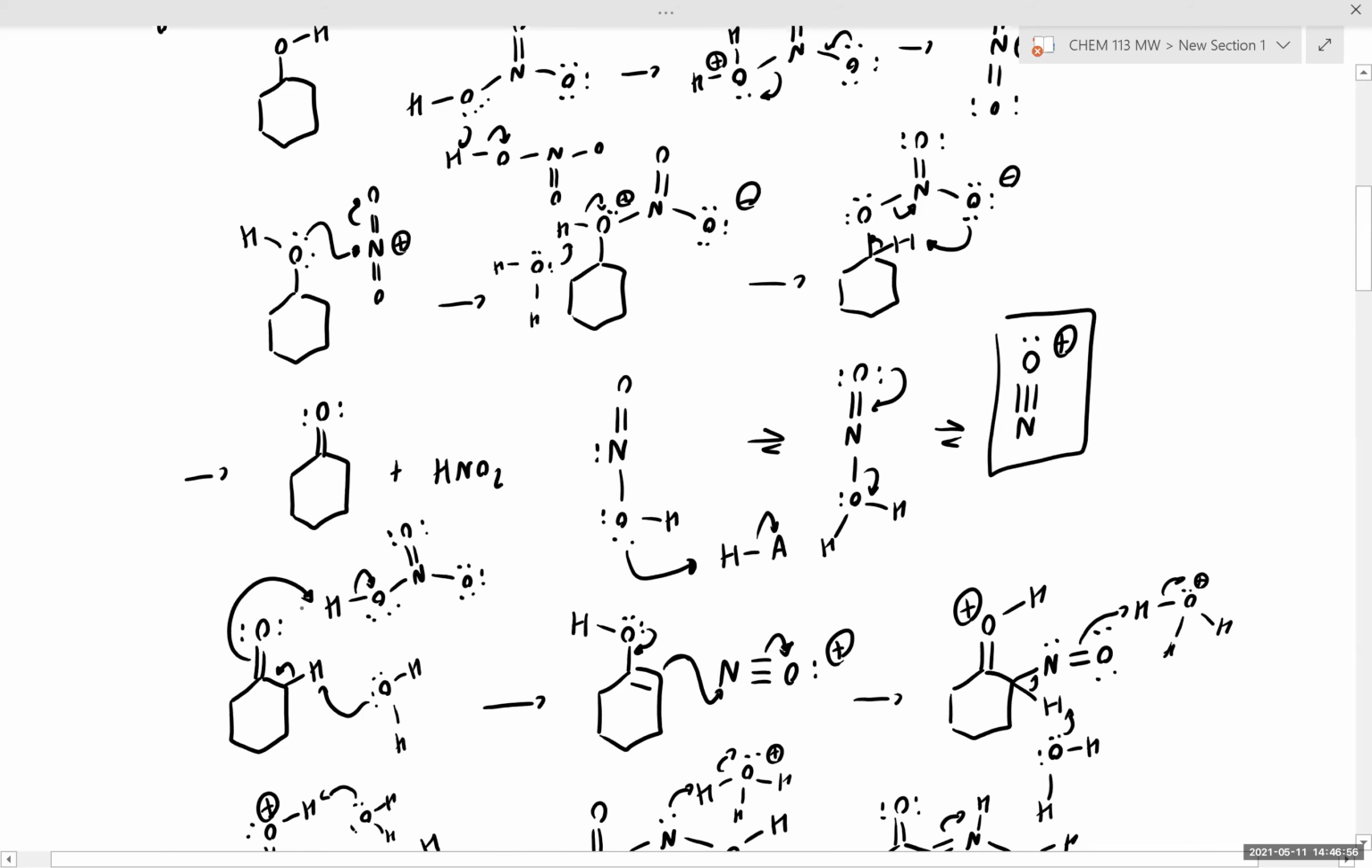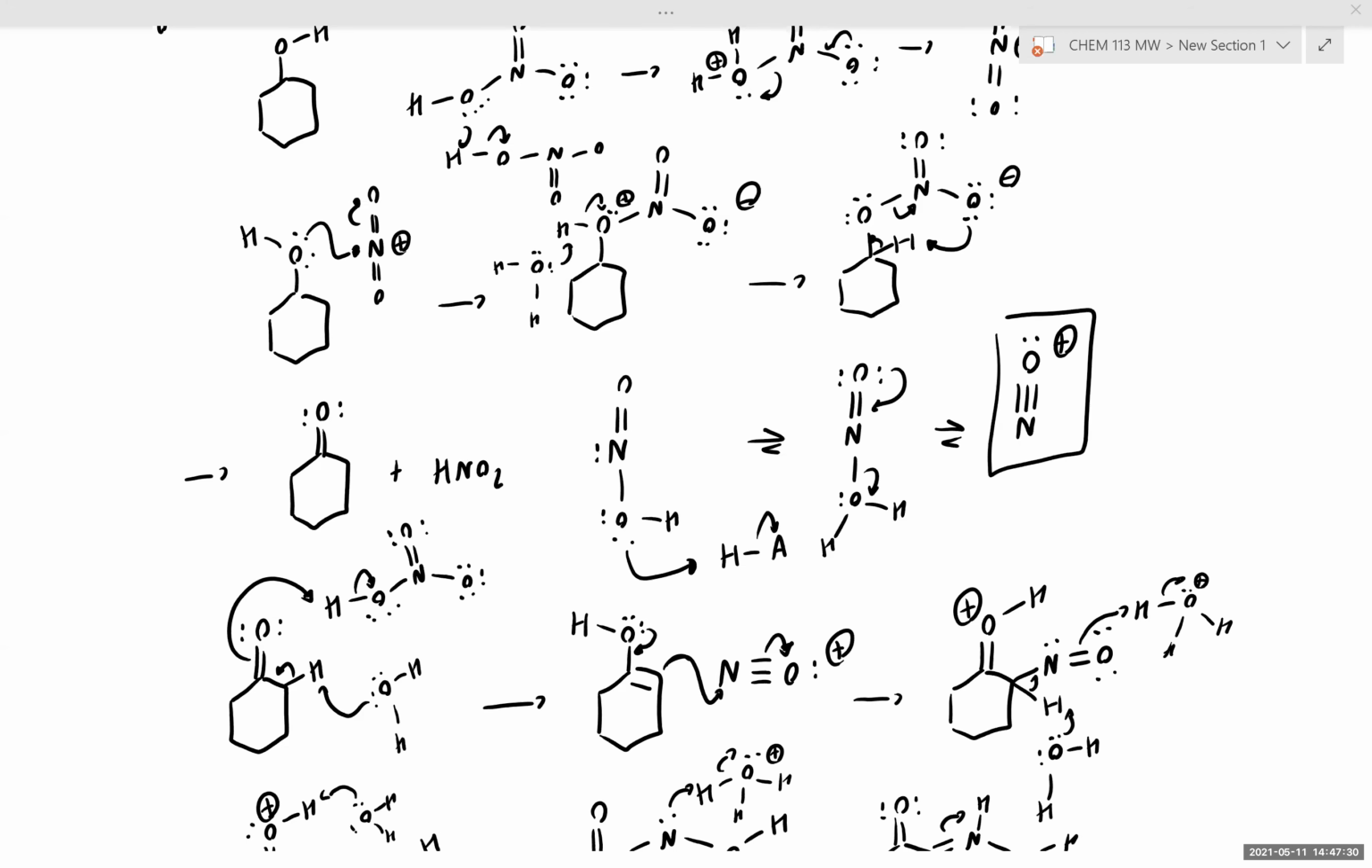Ketones under acidic conditions can tautomerize to the enol form with a series of proton transfers. We've seen that before. From here, now that we have this enol and we have this electrophilic nitrosonium ion, they can react via a textbook enol electrophilic substitution reaction, and that generates the following nitroso compound.